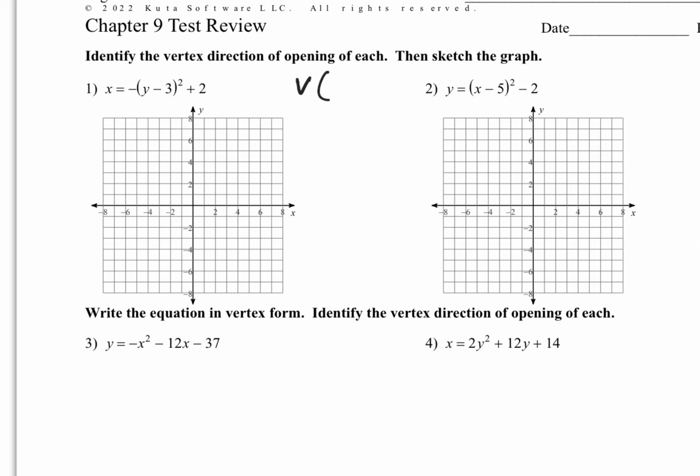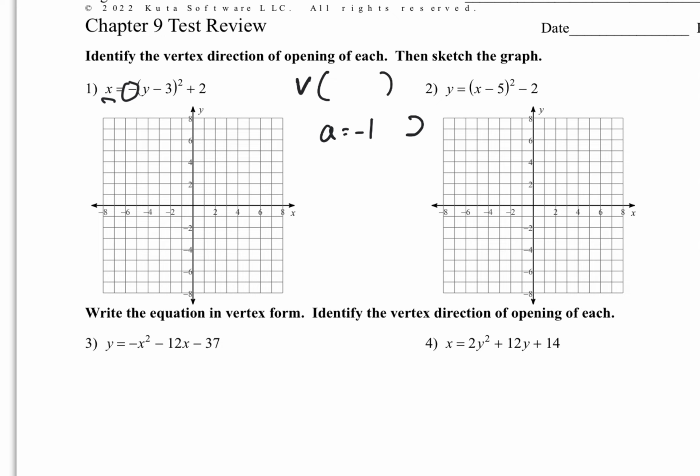If I look at it, it's x is equal to, so that's kind of a key right there, is you got to be careful. So it also kind of tells us the opening that it's going to have. So if it's x equals, it either has to open left or right. Our a value is negative. So since our a value is negative, that means it's going to open this direction. It's going to open to the left.